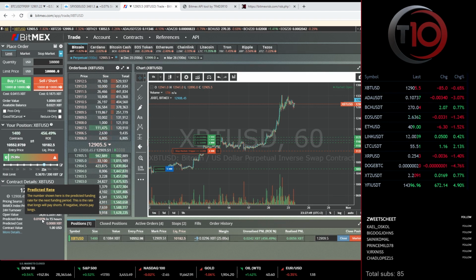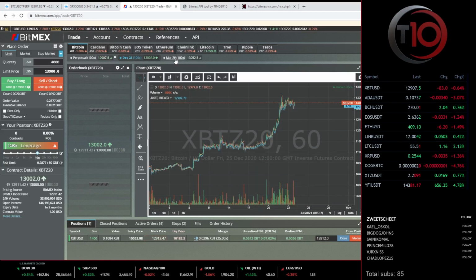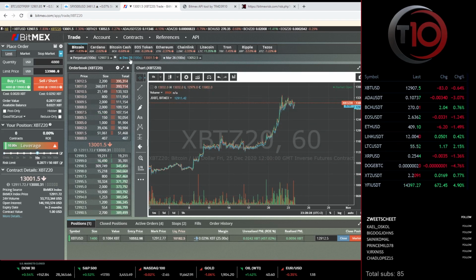If this number is negative, you are paid to have a long position open. And this is every 8 hours, you pay 0.01% with this predicted funding. And for such a small position, that's not much. But that's one of the drawbacks of using a perpetual contract, because you can end up paying some funding. If you're doing the futures, you will not pay funding. The problem with this is that these contracts will expire. This one will expire in December, and this one in March. And before that, you have to close your position. If not, it will be closed for you.